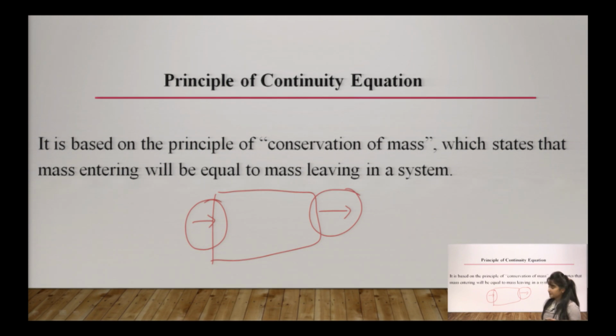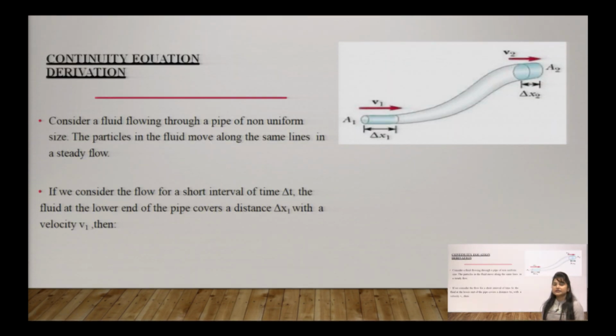So, here you can see, working on the continuity equation, we have considered a fluid flowing through a pipe of non-uniform size, that is A1 at this section and A2 at the upper section. The particles in the fluid move in the same line, so they are having steady flow. Here you can see, if we consider the flow of fluid for a short interval of time, that is delta t, with a velocity v1, it covers a distance of delta x1.